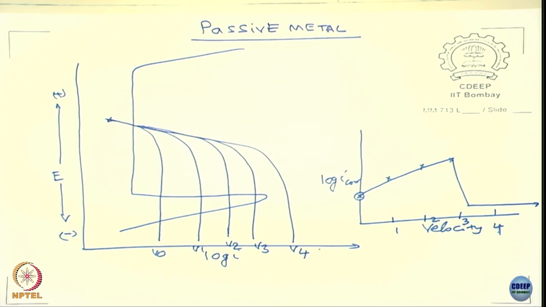Now, I want to say that we are not going to stop using this mixed potential theory from now. We will be applying the mixed potential theory when we start discussing, let us say, galvanic corrosion, crevice corrosion, pitting corrosion. In all these cases, we will apply it later and see how it is useful in understanding the various forms of localized corrosion.